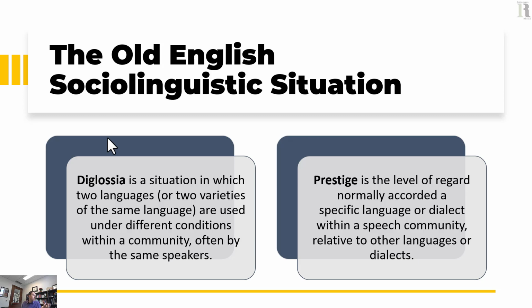In early medieval England, Latin was the language of the church. It might have often been used for legal administration and records, but the everyday language would have been Old English. Prestige is the level of regard that we normally accord to a specific language or dialect within a speech community relative to other languages or dialects. So Latin would have been a very high prestige language. English would have been prestigious at first to those who spoke it, but maybe would have been considered less important.